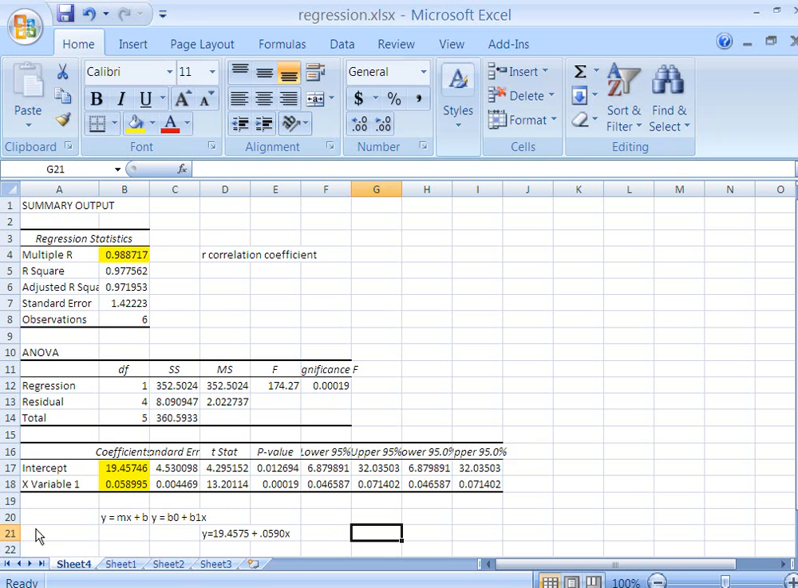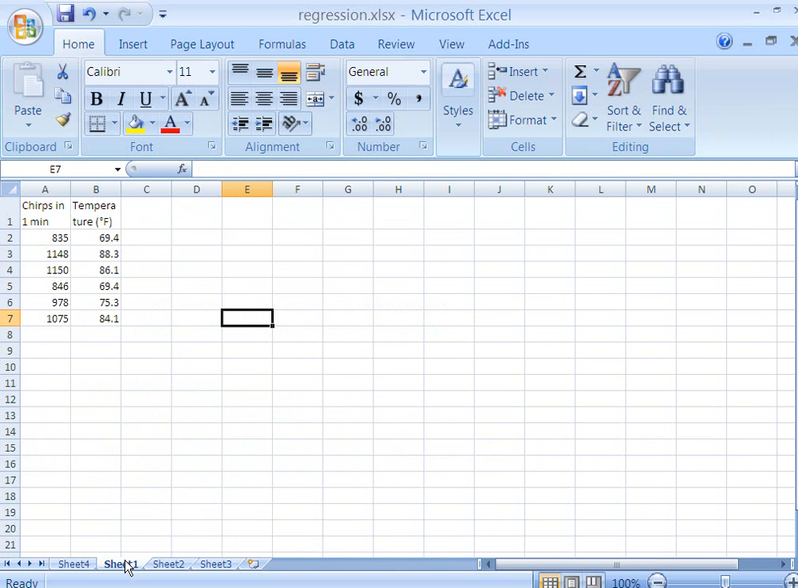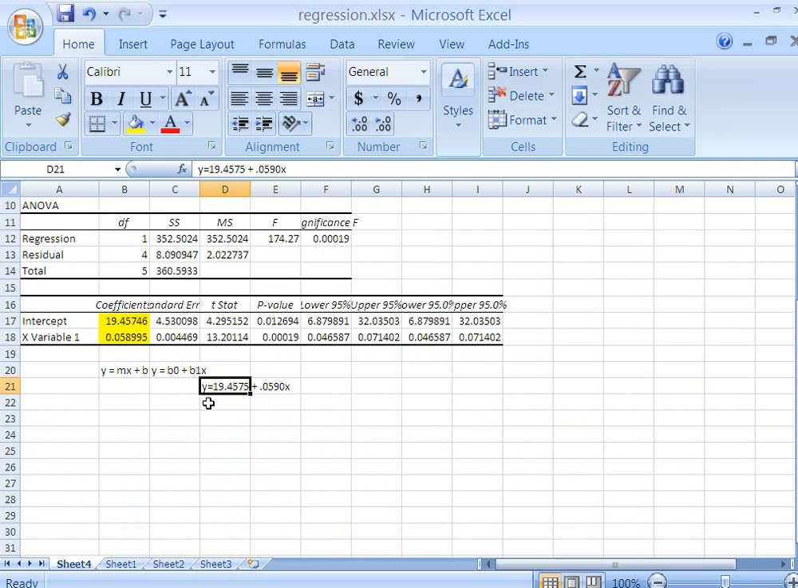So if I want to make a prediction, I can plug in for my X here and spit out Y. All right, in other words, if I wanted to know what the temperature would be if there were 900 chirps, then I could plug in for X and spit out Y. In other words, it's going to equal 19.4575 plus 0.0590 times 900. Okay, I would predict that the temperature is 72.56 degrees.